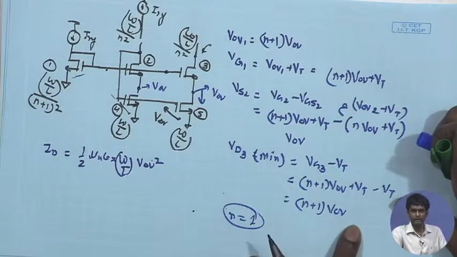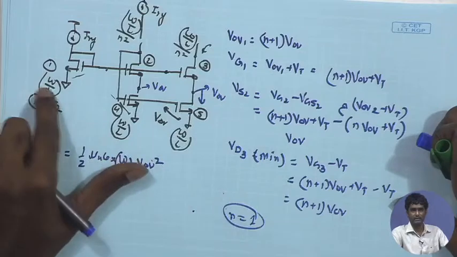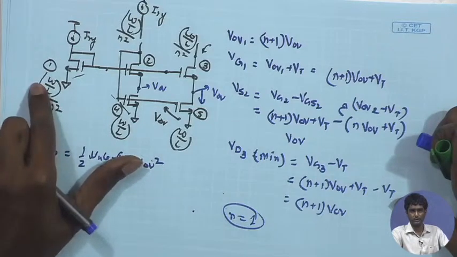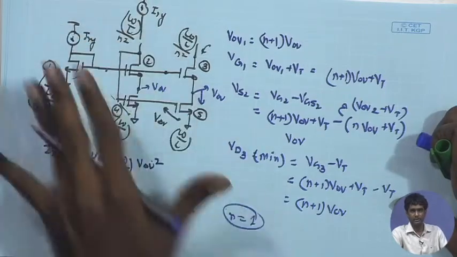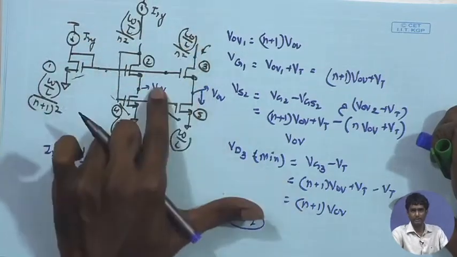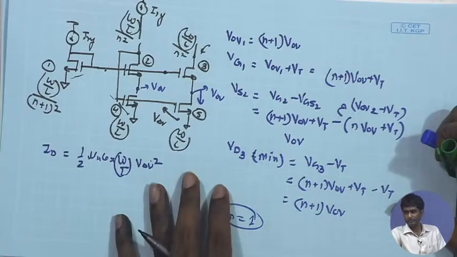2 V overdrive, and that would mean the W by L of these two transistors are same, and here you have just 4 times 1 upon 4 W by L of this transistor. You are enforcing IREF here, and with the help of that you are generating or biasing the gate potentials over here with that current. Is it clear?